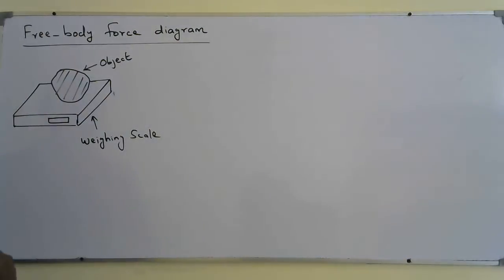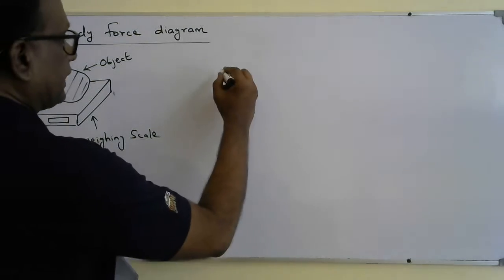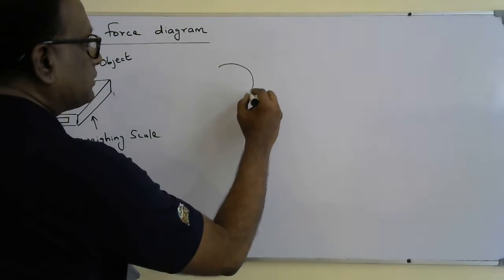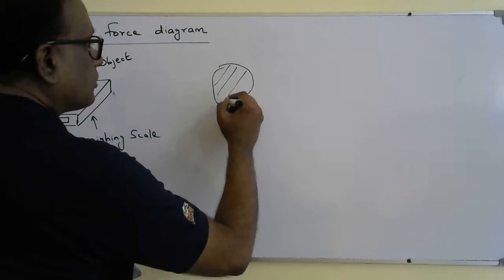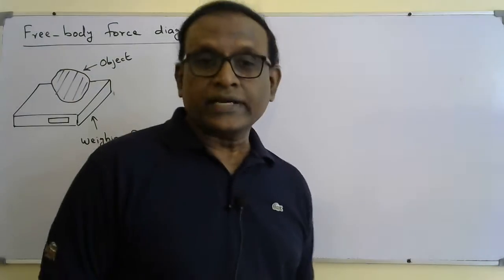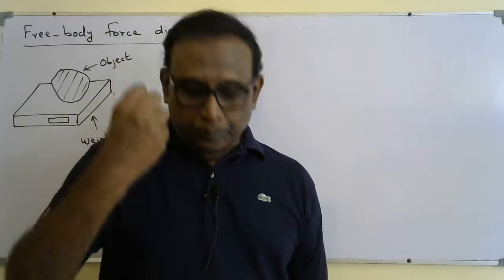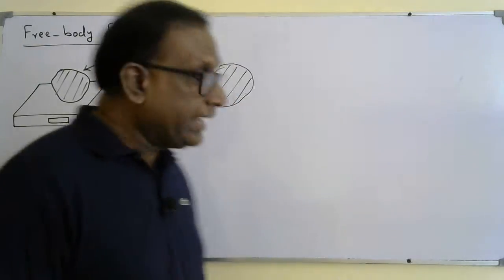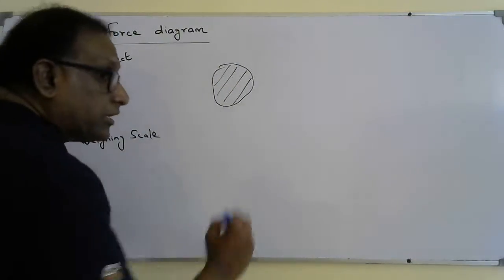So if I draw the free body force diagram for the object, I should show all the forces acting on the object. So this is the object. What are the forces acting on it? First, the weight. What is weight? The Earth pulls the object down, so the weight of the object will act on the object.